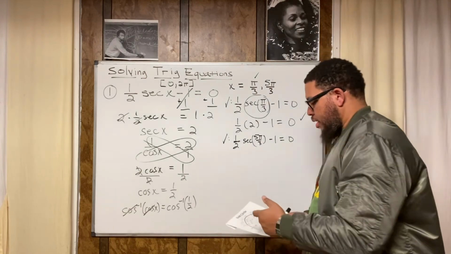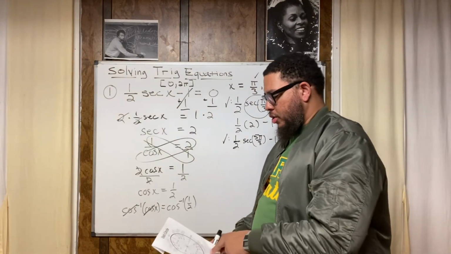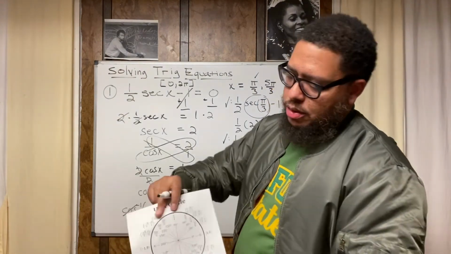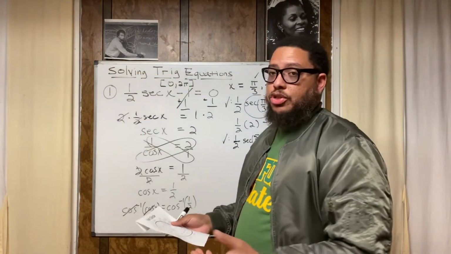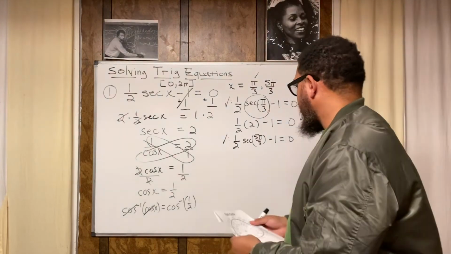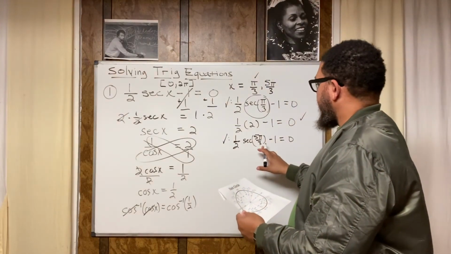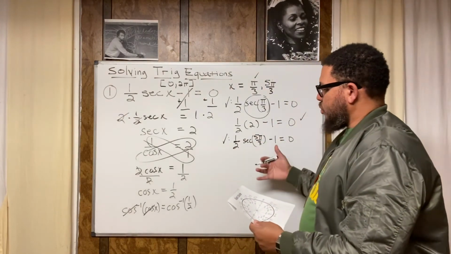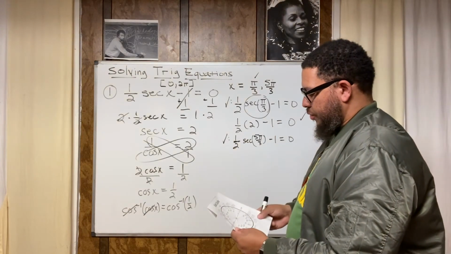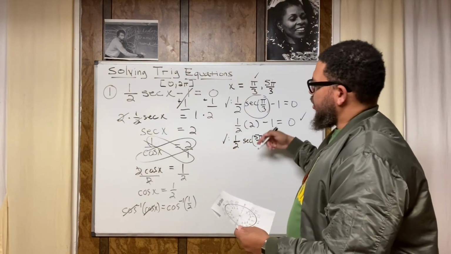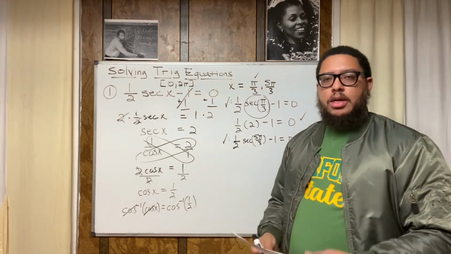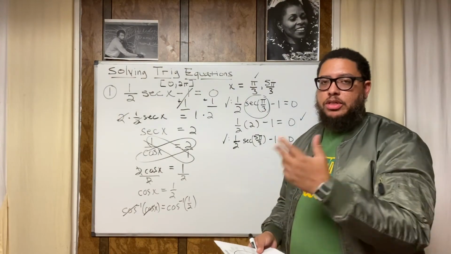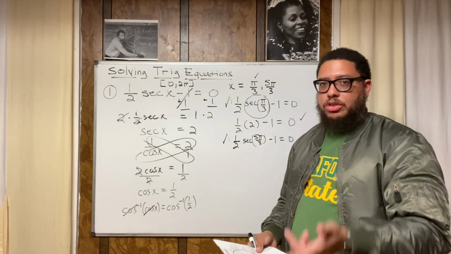So I'm going to look for 5 pi over 3 on my unit circle. I find it right down there in the fourth quadrant. 5 pi over 3. That's the same thing as 300 degrees, right? It's in the fourth quadrant. The inverse of secant is cosine. So the cosine of 5 pi over 3 is also 1/2. So the secant of that, which is the reciprocal, is going to be 2. The reciprocal of 1/2 is 2.